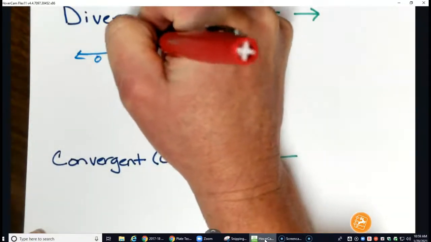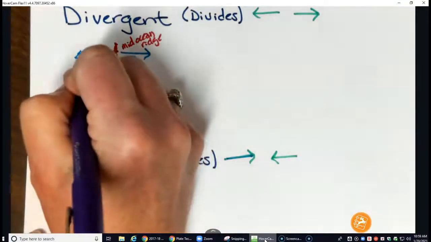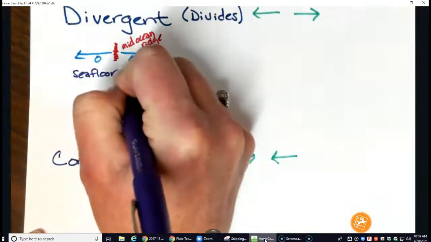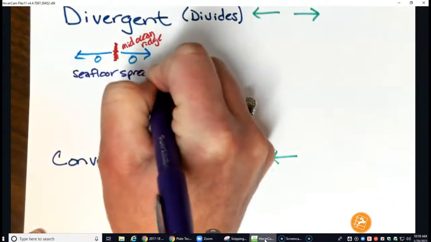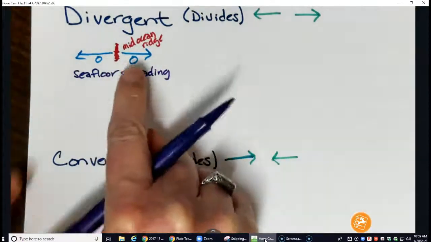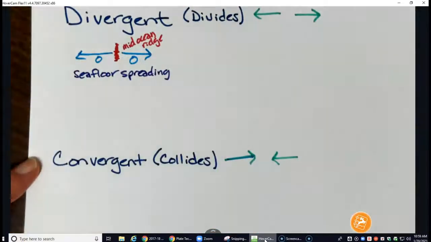Now the process that's taking place here is actually called sea floor spreading. We are creating new crust. So this is sea floor spreading, which results in new crust forming at that mid-ocean ridge. The older crust is pushed aside and new crust is in the center.